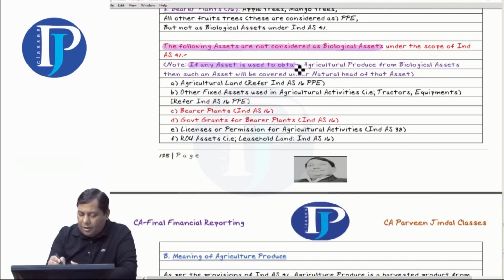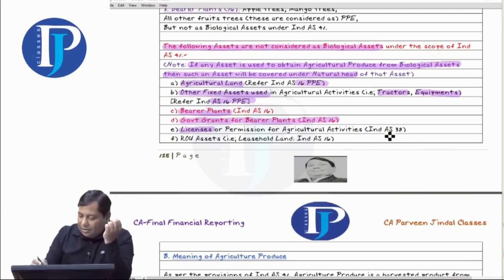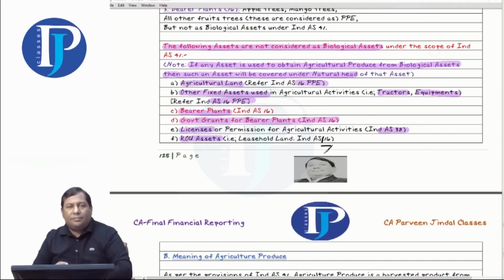If any asset is used to obtain agricultural produce from biological assets, then such an asset will be covered under its natural head. If it is agricultural land, then it will come in Ind AS 16. Any other assets like tractors and equipment, and like I have told you, the bearer plants will also come under Ind AS 16. If there is a grant for a bearer plant, since the bearer plant comes in Ind AS 16, its grant will also come under it. Any license will come under Ind AS 38, and ROU means right of use on lease assets, so it will come under Ind AS 116.